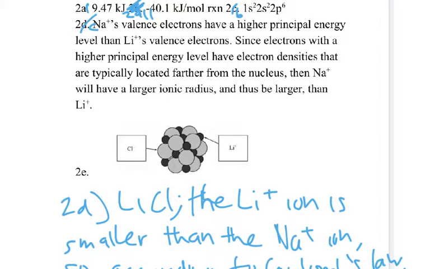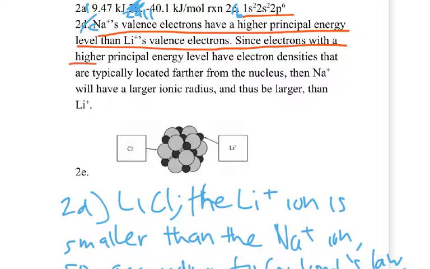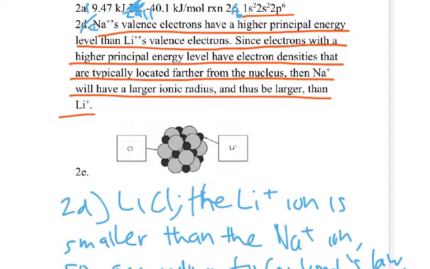So let's take a look at the answers now. For 2A1, it was 9.47 kilojoules. For 2A2, it was negative 40.1 kilojoules per mole of reaction. For 2B, 1s2, 2s2, 2p6. For 2C, I wrote an explanation out. Na plus's valence electrons have a higher principal energy level than lithium plus's valence electrons, since electrons with a higher principal energy level have electron densities that are typically located farther from the nucleus. Then Na plus will have a larger ionic radius and thus be larger than Li plus.